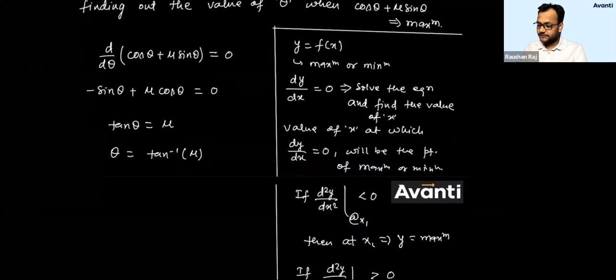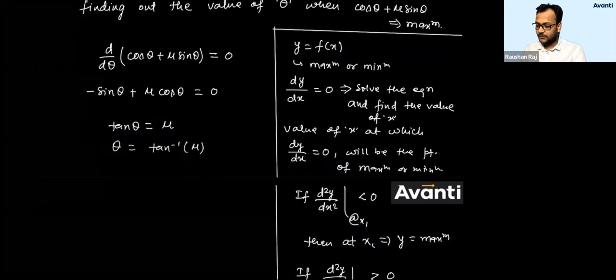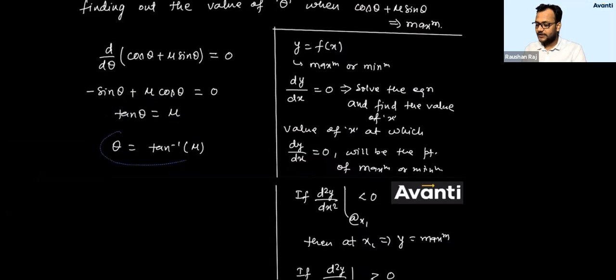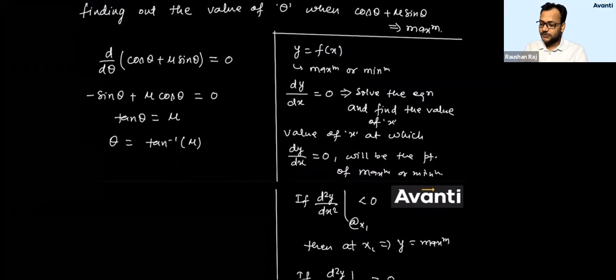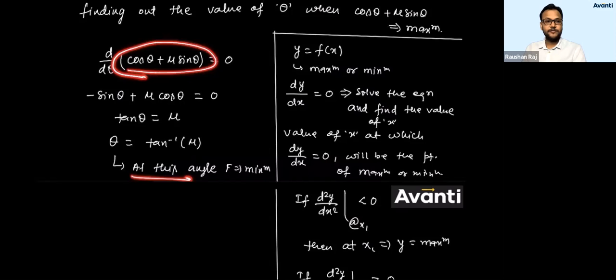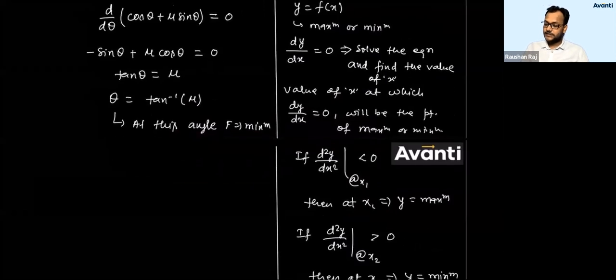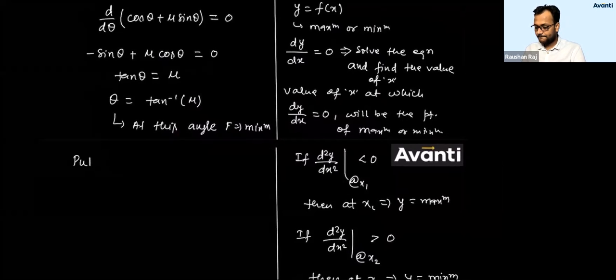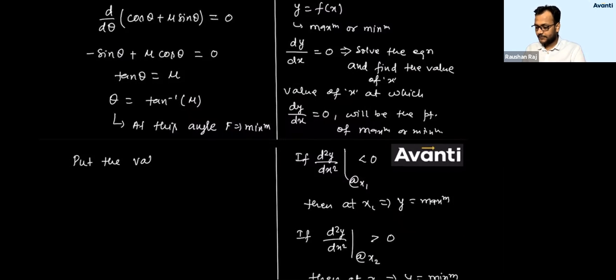That means at this value of theta, I have got only one value. So this is for sure कि यहाँ पे मुझे minima निकालने की जरूरत नहीं है. That means at this angle, f will be minimum, because at this angle cos theta plus mu sin theta will be maximum. So at this angle f will be what? Minimum. So let us put the value of theta. तो put करते हैं.